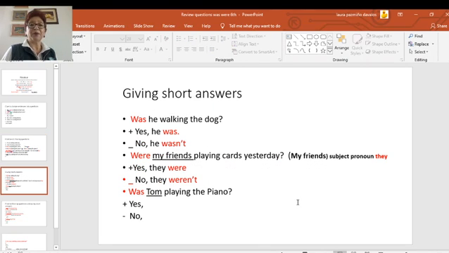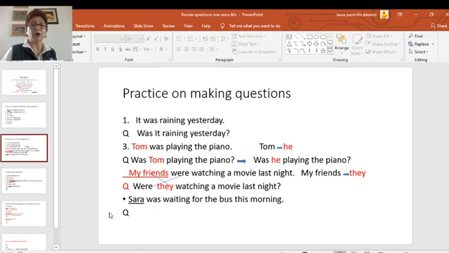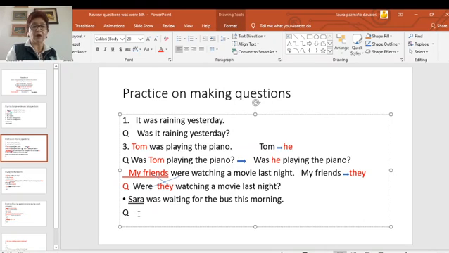Okay. Let's practice this one. Let's go. Sarah was waiting for the bus this morning. Okay, question. Instead of Sarah, vamos primero, hagamos la question. Primero sería was, because we're talking about Sarah, one. Instead of Sarah, which subject pronoun takes the place of Sarah? She. Was she waiting for the bus this morning?